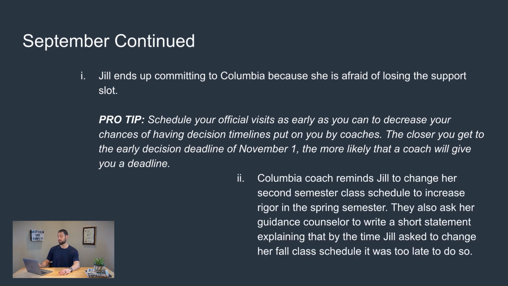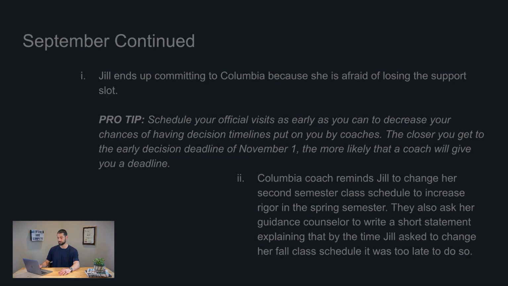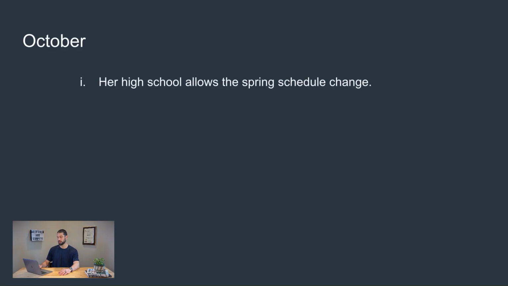The Columbia coach now reminds Jill to change her second semester class schedule to increase rigor in the spring semester. They also ask her guidance counselor to write a short statement explaining that by the time Jill asked to change her fall class schedule, it was too late to do so. Now we're into October. Her high school allows the spring schedule change. So now she has 4 academic solids in the spring, but she still only has 3 in the fall.